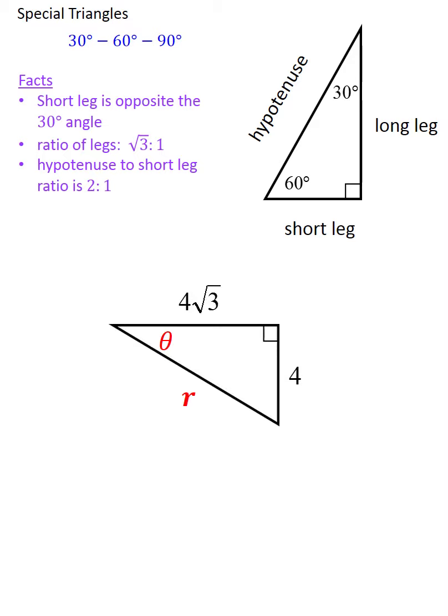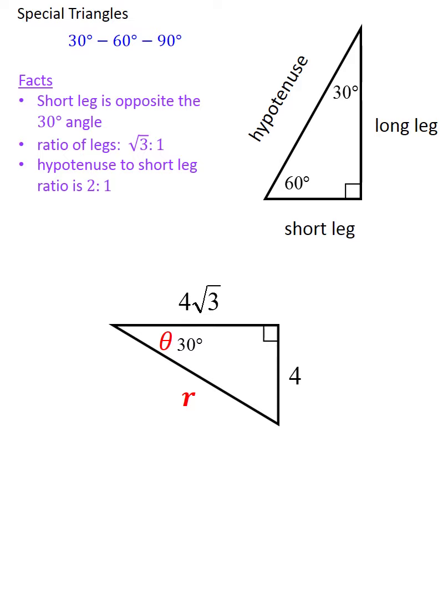Here's another example. Now here they don't give us any angles at all, so we don't have any evidence that we have a 30, 60, 90 triangle. We clearly don't have a 45, 45, 90 triangle because the legs are not equal. But we would know we had a 30, 60, 90 triangle if we could prove that the ratio of legs is radical 3 to 1. But looking at the legs, that's obviously the case. Therefore, we can assume that we have a 30, 60, 90 triangle. And since the short leg is always opposite the 30, and 4 is the short leg, then theta must be 30.